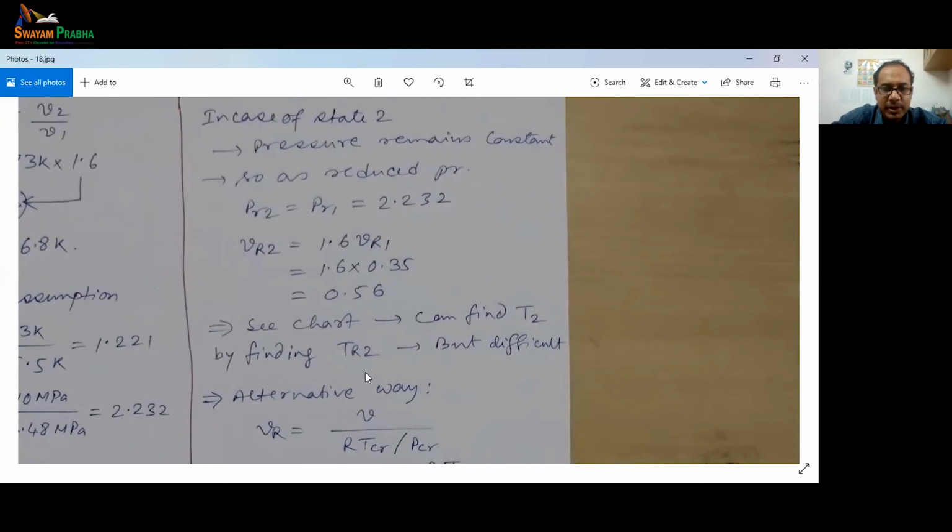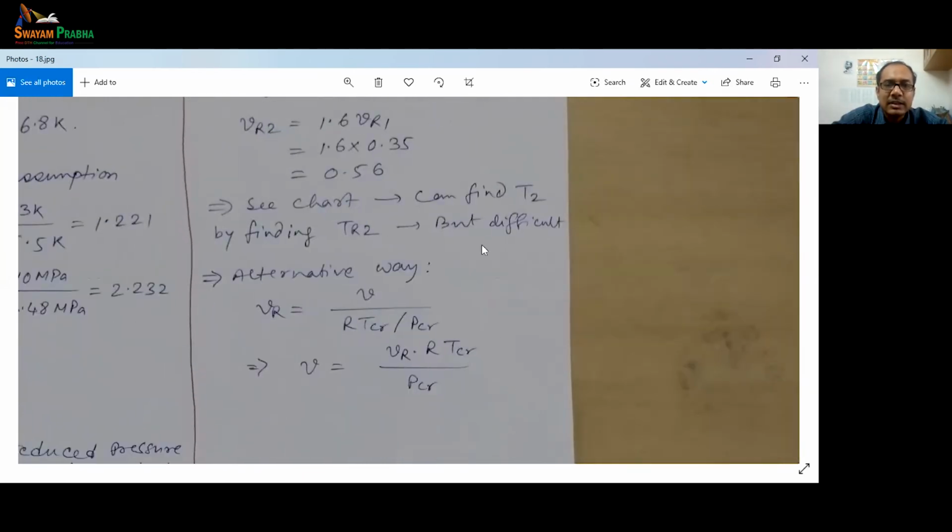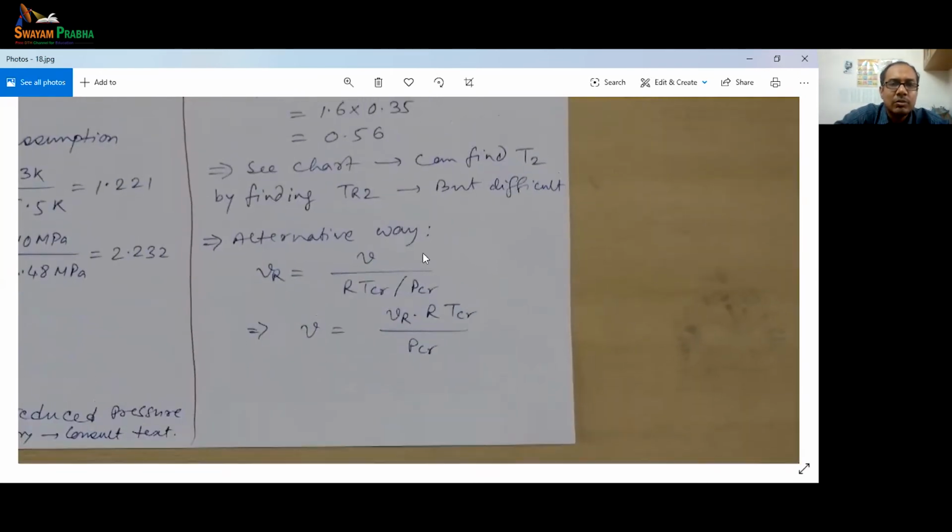We have to find the temperature TR2, and then we can find T2. But that's a difficult way to find it, because with this VR1, if you want to go back and look at it, it's difficult. So what you can do is find the relationship between V and VR. VR is by definition V, the specific volume, divided by R TCR by PCR. So this is the volume at any condition.